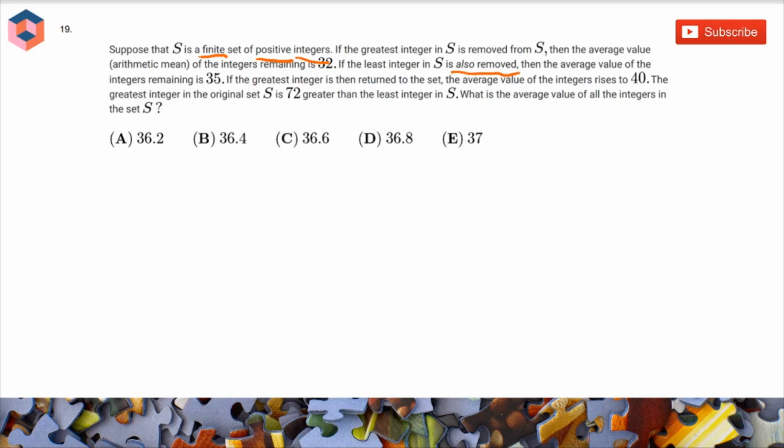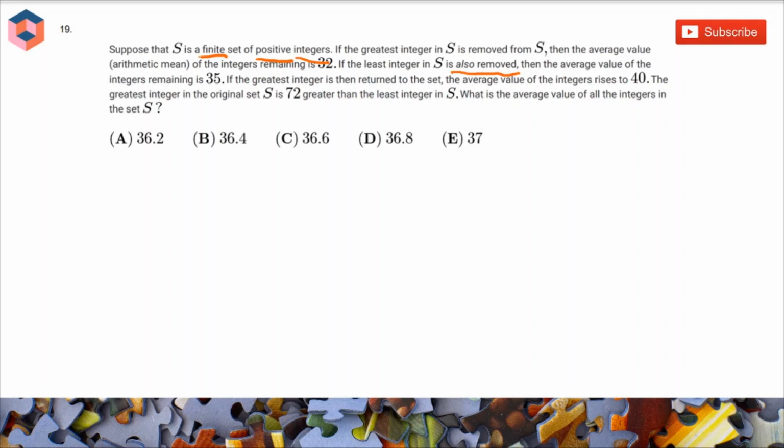If the greatest integer is then returned to the set, so this means that only the lowest number is taken out, the average value of the integers rises to 40. The greatest integer in the original set S is 72 greater than the least integer in S. What is the average value of all the integers in the set S? So now this question, they've given us a lot of information, probably enough to solve the problem. But what we need to do is actually come up with some equations to solve it.